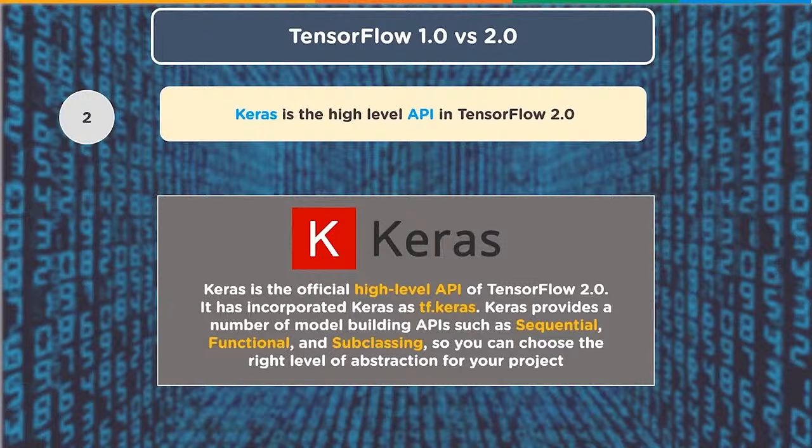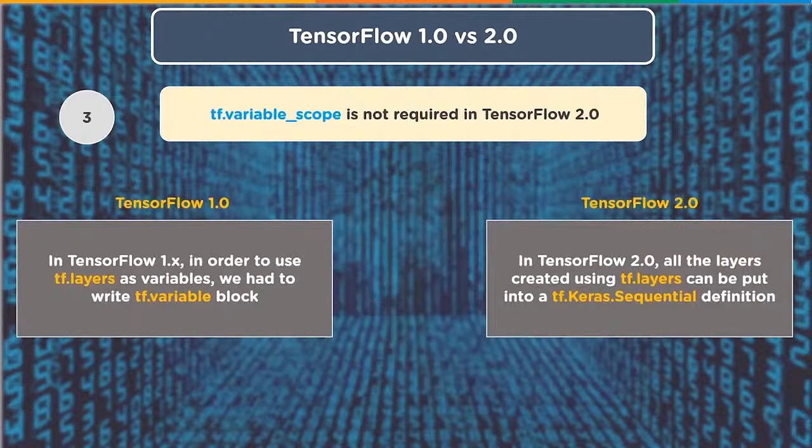Subclassing is the most complicated as you're building your own models, and you can subclass your own models into Keras. So very powerful tools here. This is all the stuff that's been coming out currently in the TensorFlow Keras setup. A third big change we're going to look at is that in TensorFlow 1.0, in order to use tf layers as variables, you would have to write a tf.Variable block. So you'd have to predefine that.